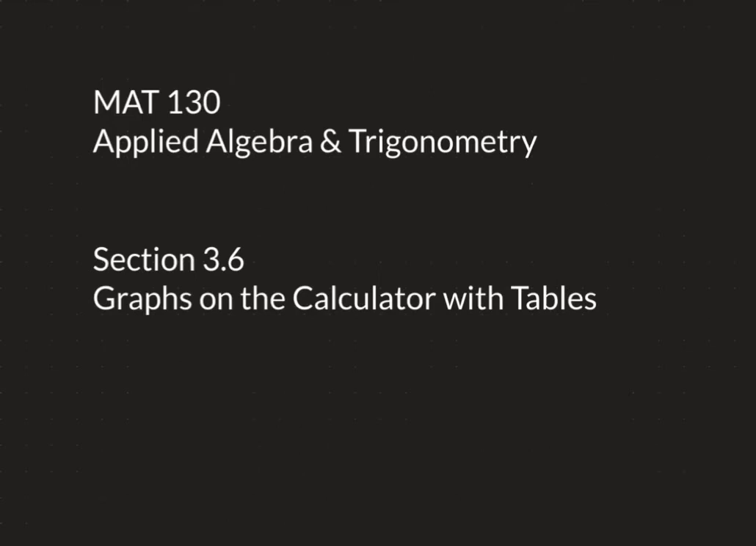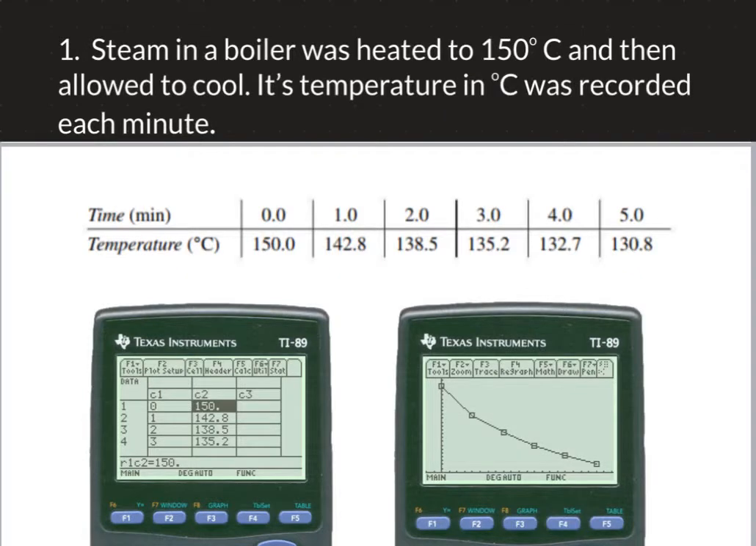Today we're going to be talking about using your TI-89 calculator to do graphs from tables. Here is our first example. Steam in a boiler was heated to 150 degrees Celsius and then allowed to cool. Its temperature in degrees Celsius was recorded each minute. So here we have the time in minutes and the temperature in degrees Celsius.